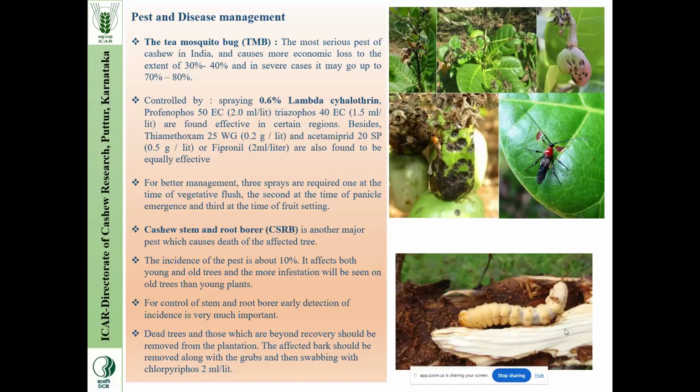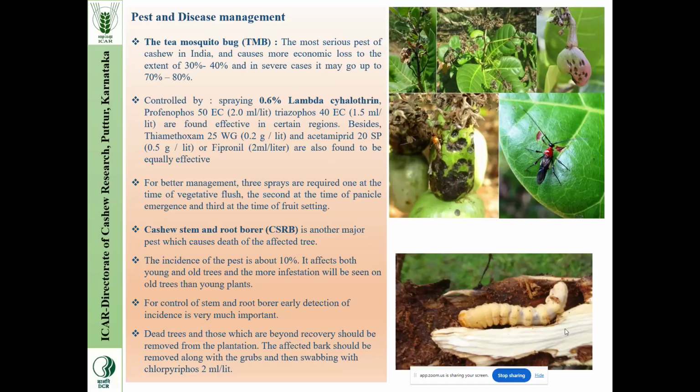The spraying of 0.6% lambda-cyhalothrin, profenofos 50 EC at 2 ml per liter can be given, and fipronil at 2 ml per liter can also be given. For better management, 3 spaced prophylactic sprays are required: one at the time of vegetative flush, the second at the panicle emergence phase, and the third at the time of fruiting. These are the most critical phases we have to concentrate on to manage this pest causing economic damage.